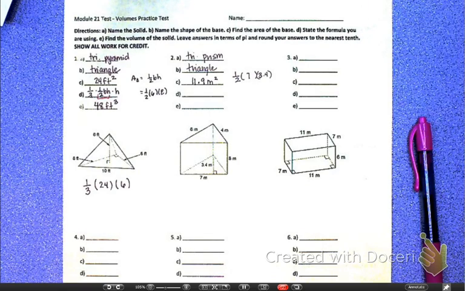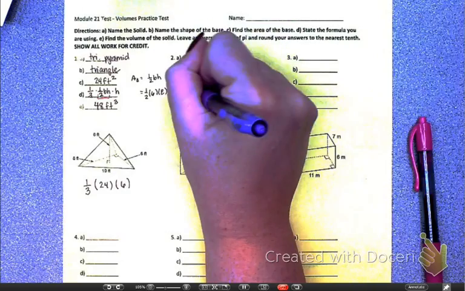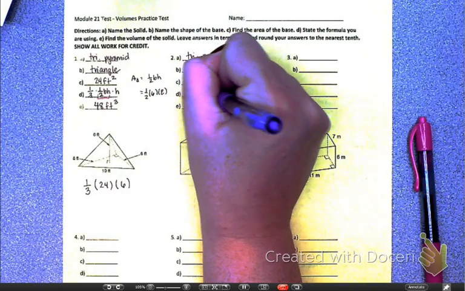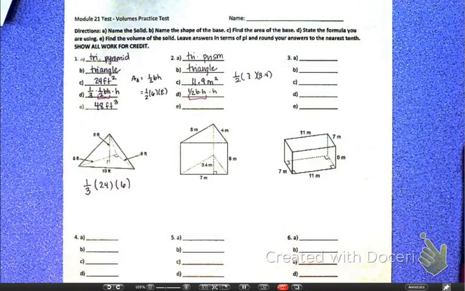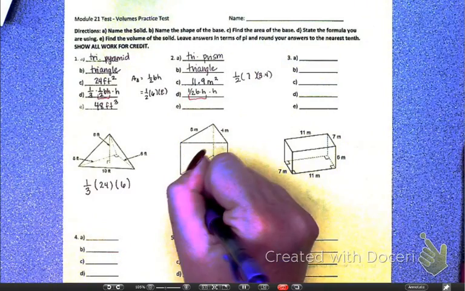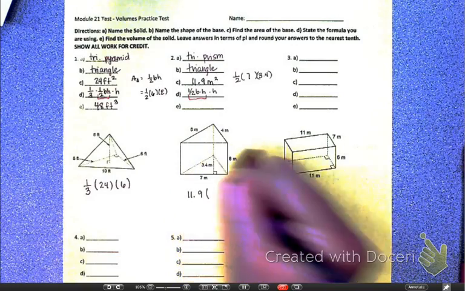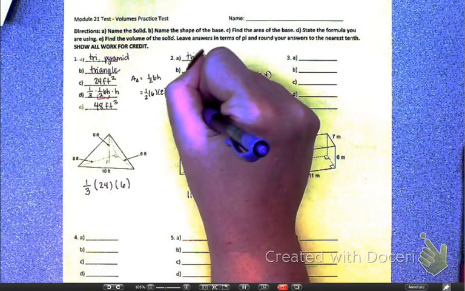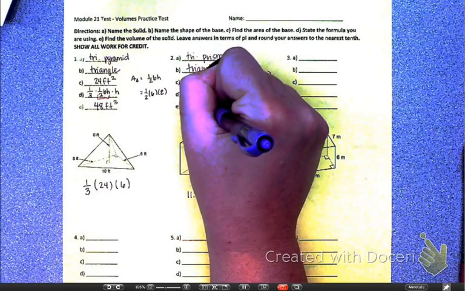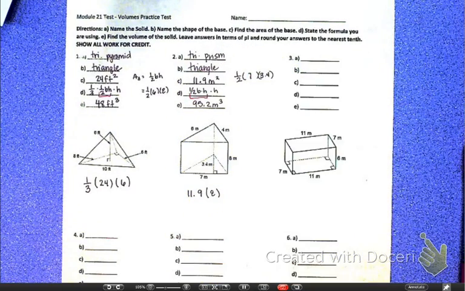Part D, the formula is going to be 1/2 base times height times the height of the whole thing. Again, you already know the 1/2 base times height. So 11.9 times the height of the whole thing, which is 8, gives you 95.2 meters cubed. There will be one just like number 2 on your test, where the base and the height, or specifically the height, is inside the triangle.